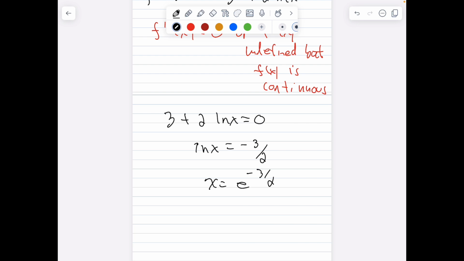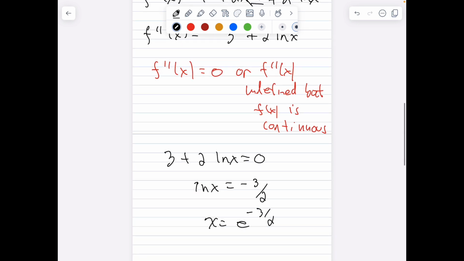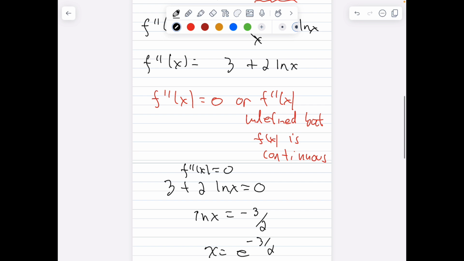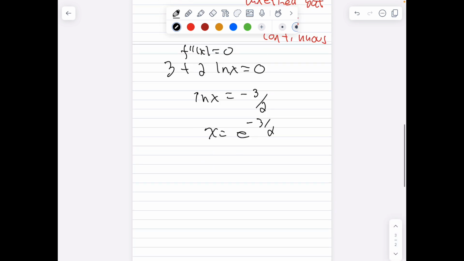And the next category is if your second derivative is undefined but the function is continuous. Well, if you look at your second derivative, it's undefined pretty much anywhere less than 0 because it's 3 plus 2 ln of x. But see, your function is not continuous at those points. It's continuous anywhere in the domain from 0 to infinity. So we don't have anything from that category.